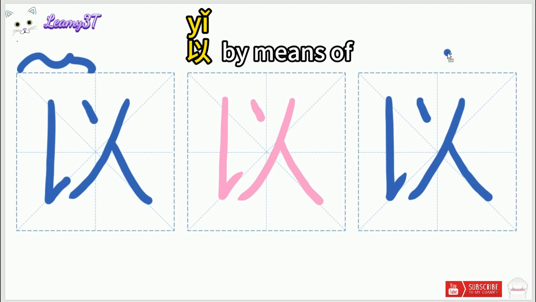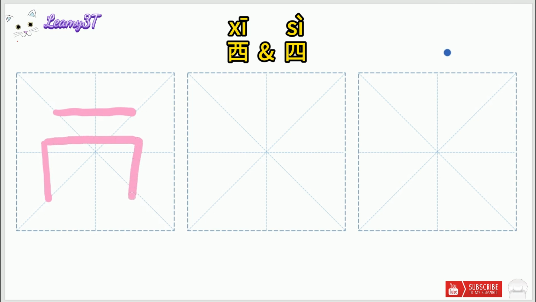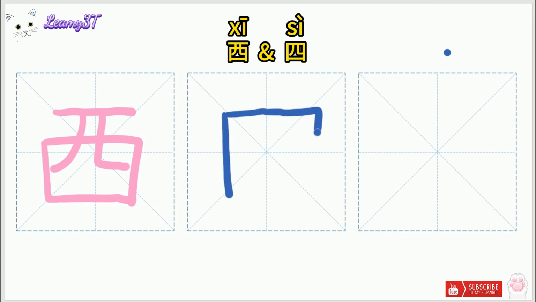The third character is 西. It's very similar to 四. The only difference between them is 西 has one more heng than 四. So, let's write 西 first, from the top to the bottom. We already wrote heng, now 竖, héngzhé, 撇, shùwān, heng. Now let's write 四. 竖, héngzhé, 撇, shùwān, heng.